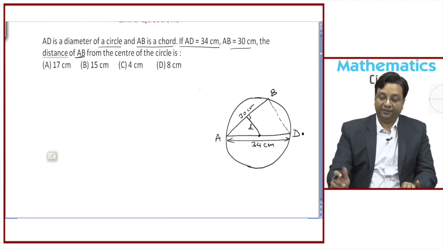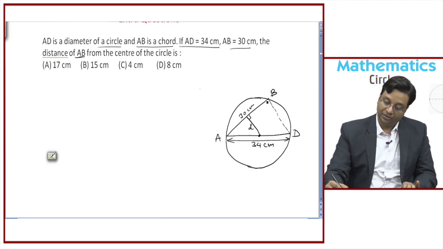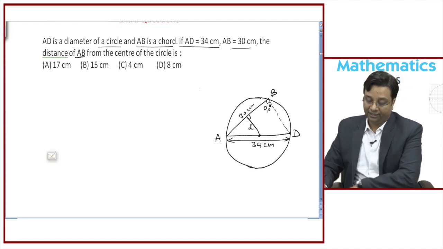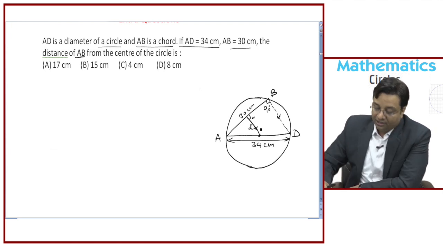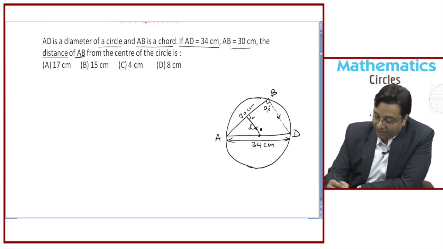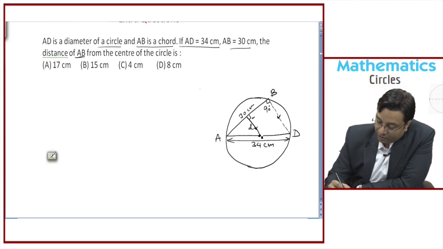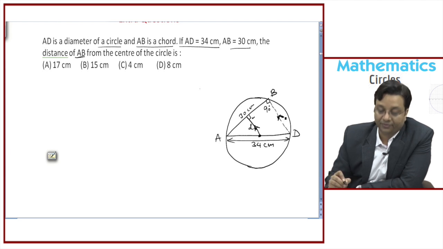Angle made by the diameter on the circumference of the circle is equal to 90 degrees. So this is a right angle. Now this is also a right angle, right? So these two lines are parallel lines. So we are comfortable with triangles by now. So we know that this point is the midpoint of AD because this is the center, right? So this is the midpoint of AD and this line is parallel to this line, right?